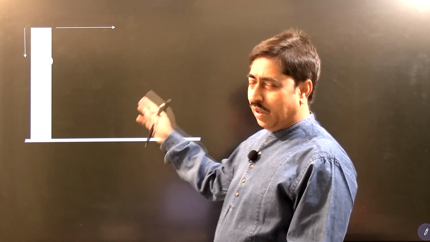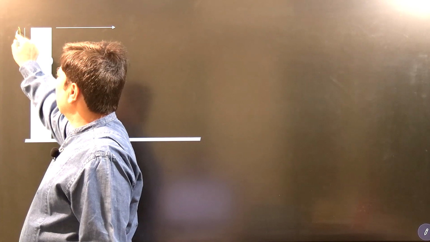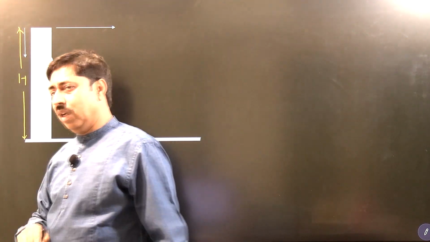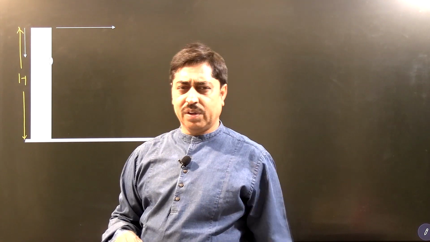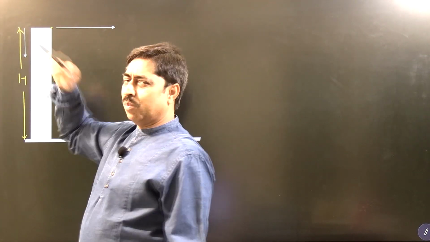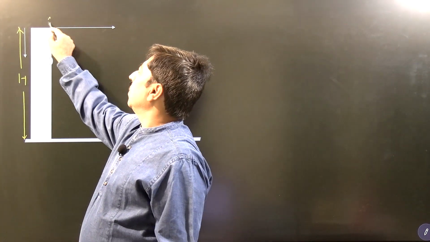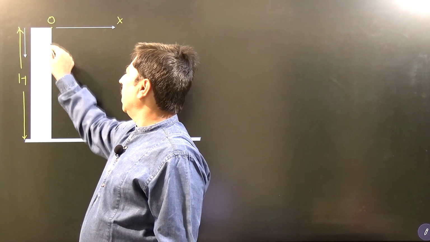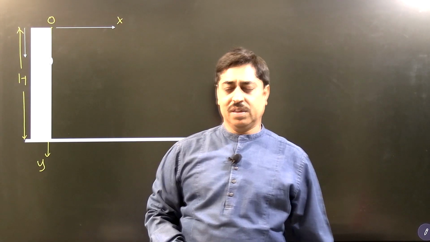So I have drawn a simpler diagram. This is our tower and it has been filled with water up to, let us say, capital H height. For the sake of simplicity, I am assuming this is the water level, the top surface of water in the tank. Let me assume this point as origin, horizontal as x-axis and vertical as y-axis. Let me set up my coordinate system like this.